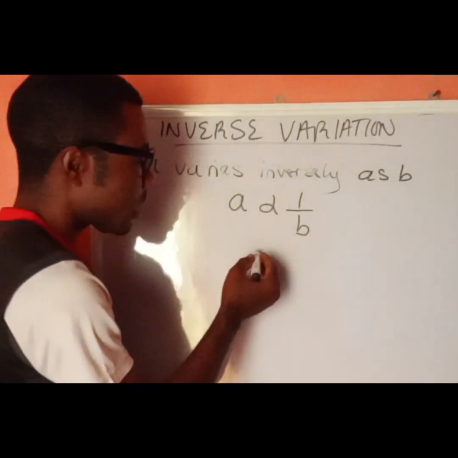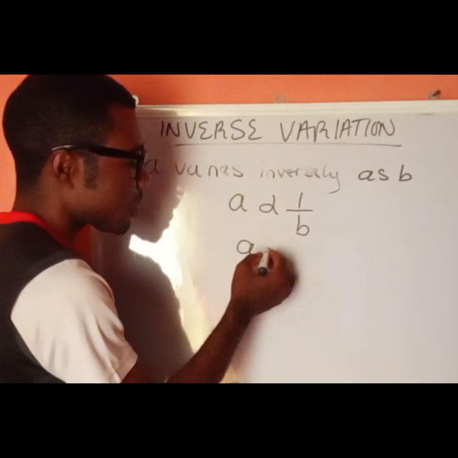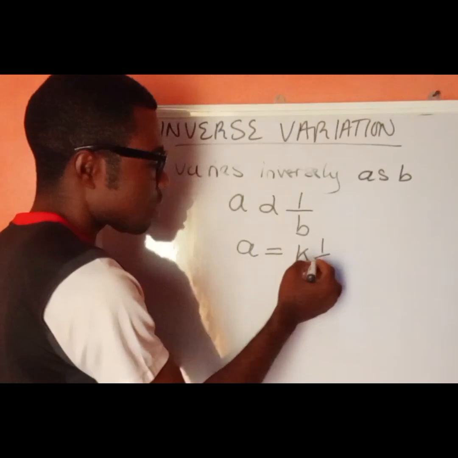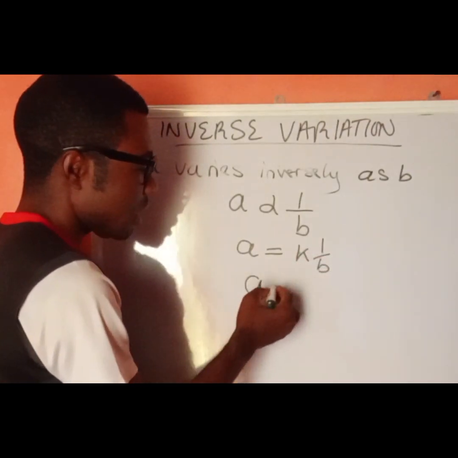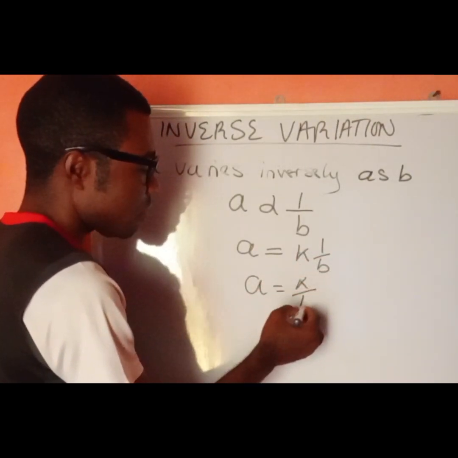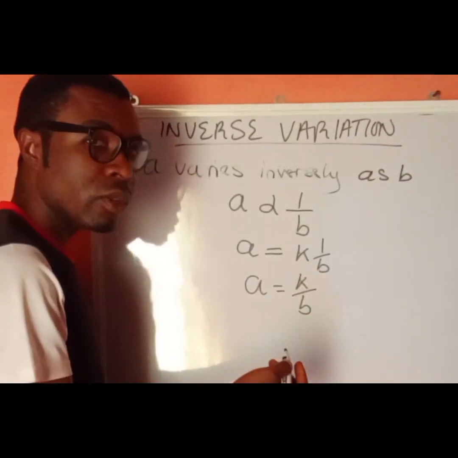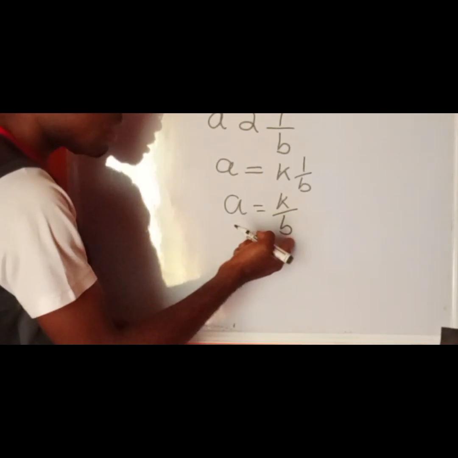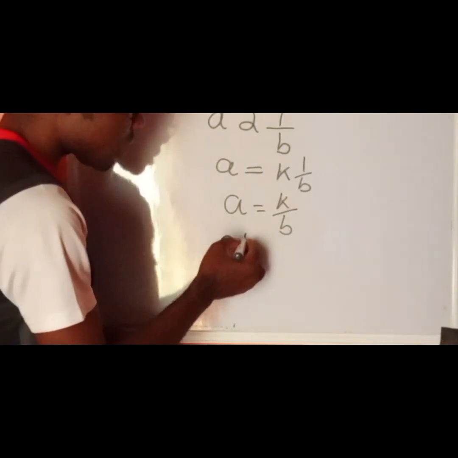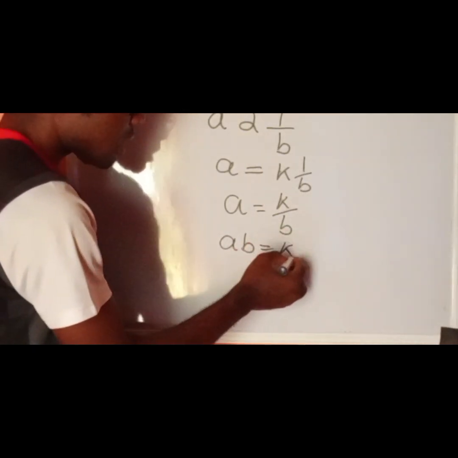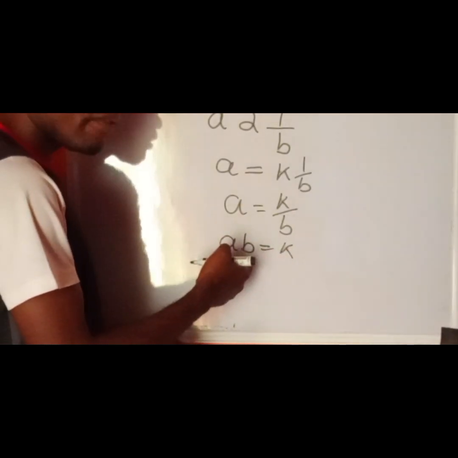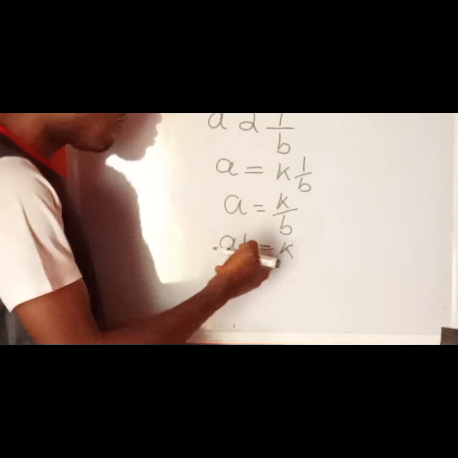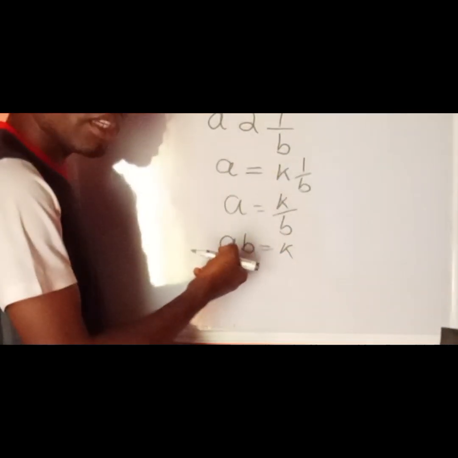And of course, you know that I always say that when we remove the proportionality sign and introduce an equality sign, we introduce a constant K times 1 over B. Of course, this is A equals K over B. And by the second definition, A is inversely related to B if their product A times B is a constant. That is, whatever change happens in B that causes a change in A, or vice versa, their product will still be the same.